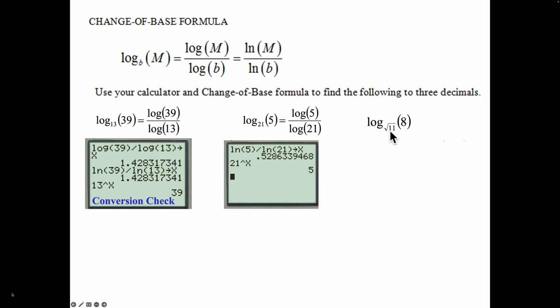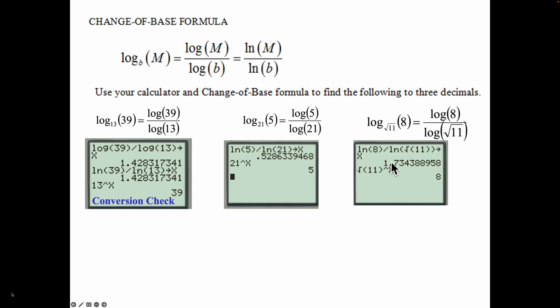Log base square root 11 of 8, convert it, common log of 8 on the top, common log of the square root 11 on the bottom. We'll enter this into the calculator. Natural log of 8 divided by the natural log of the square root of 11. Store it in x. Then do a conversion check. Old base square root of 11 raised to the x power equals 8.